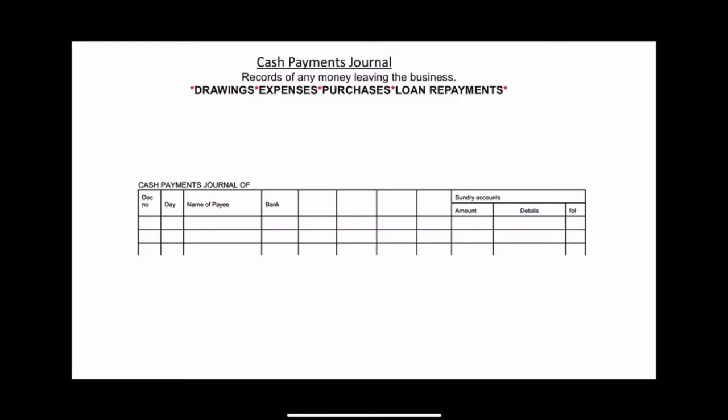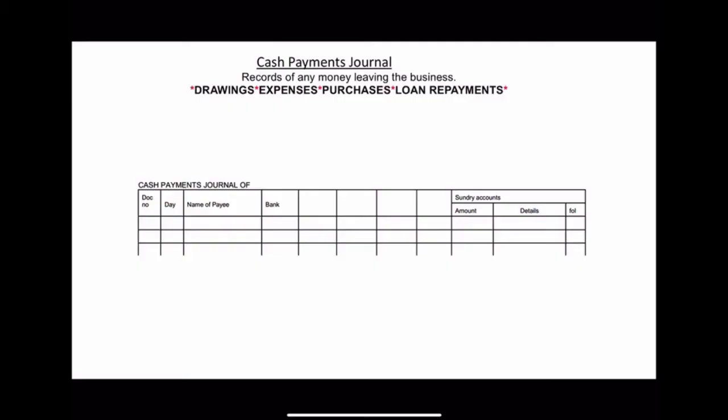Next, we will look at the cash payments journal. This is a record of any money leaving the business. So when we pay money or we give money to anyone, we have to record it in the cash payments journal. So it's things such as drawings, any expenses, purchases, or loan repayments. So when we're paying back those loans, we have to take the money out of the business to pay back the loan.